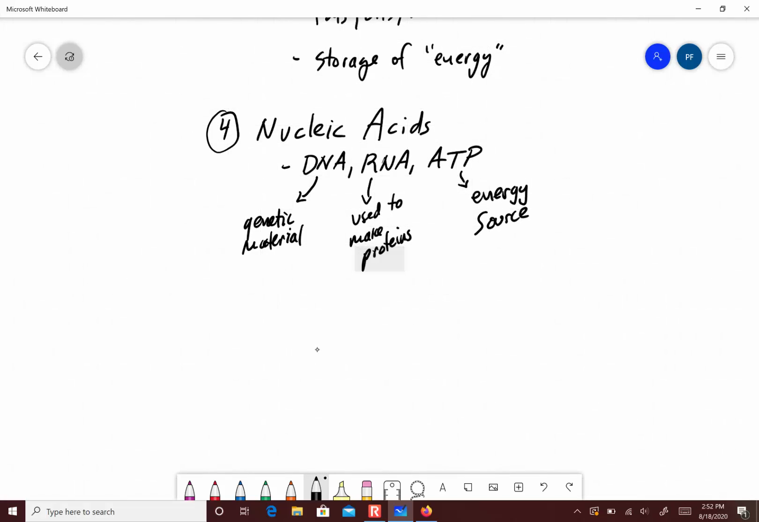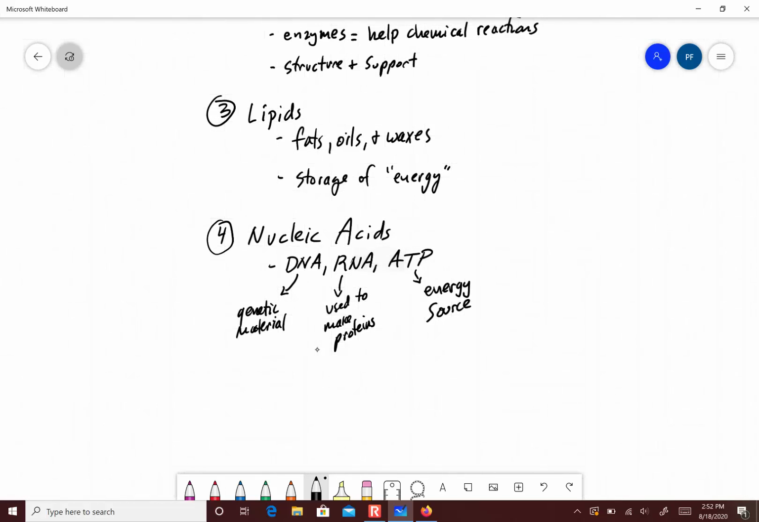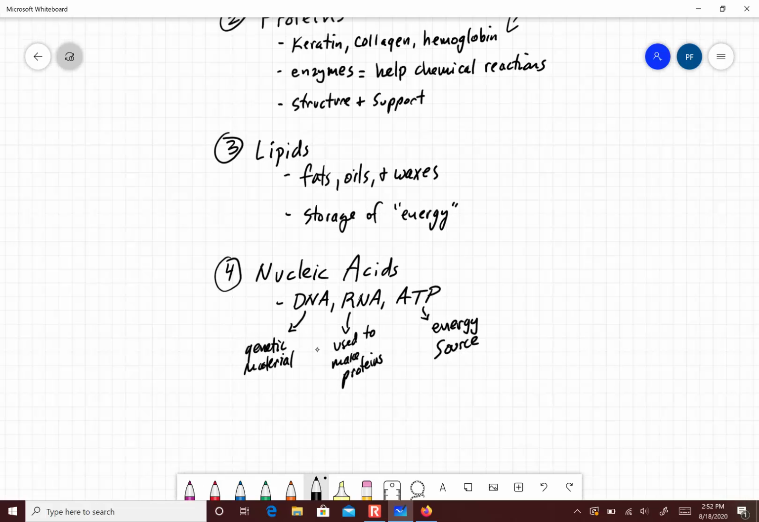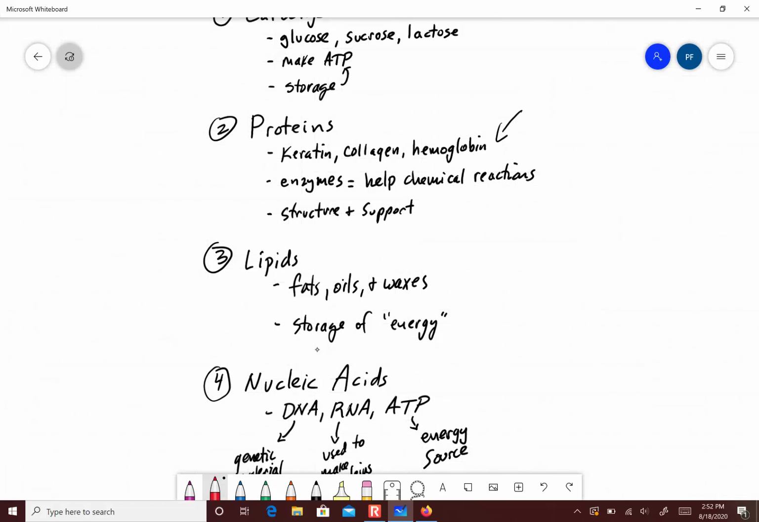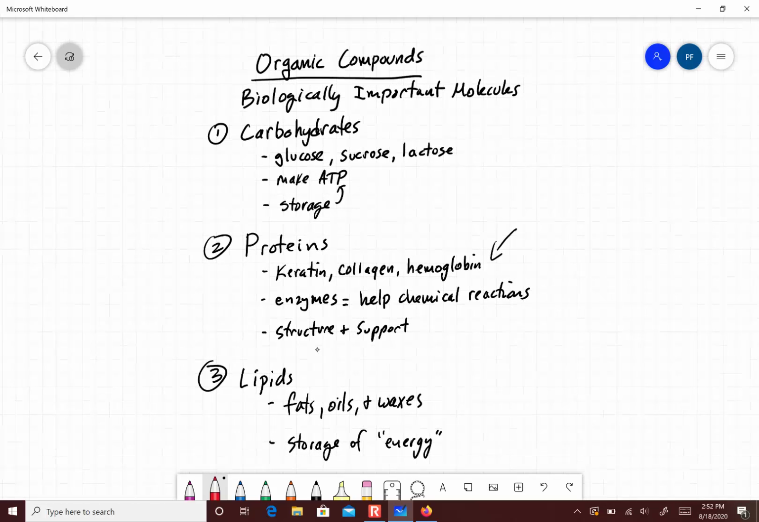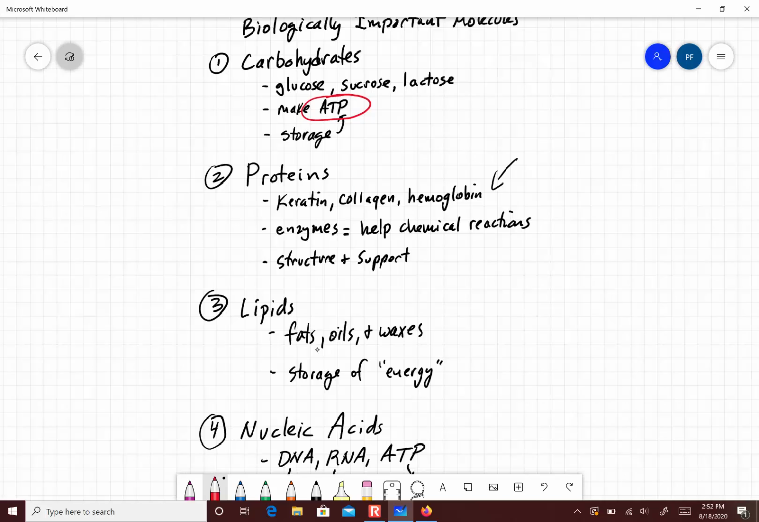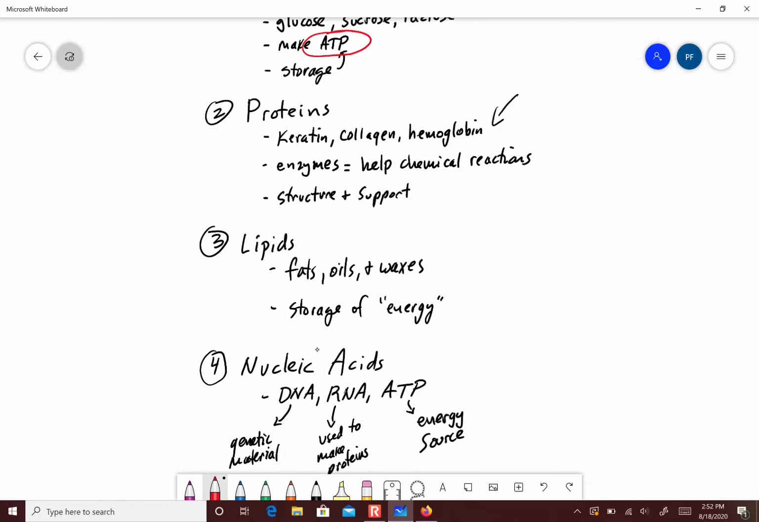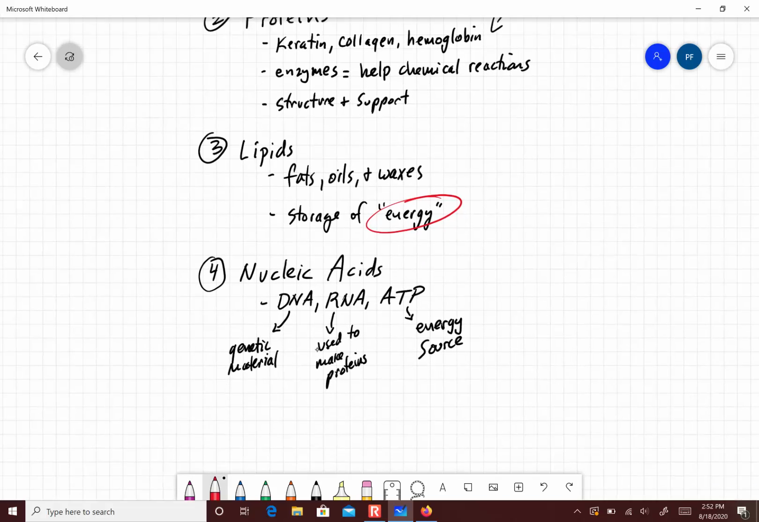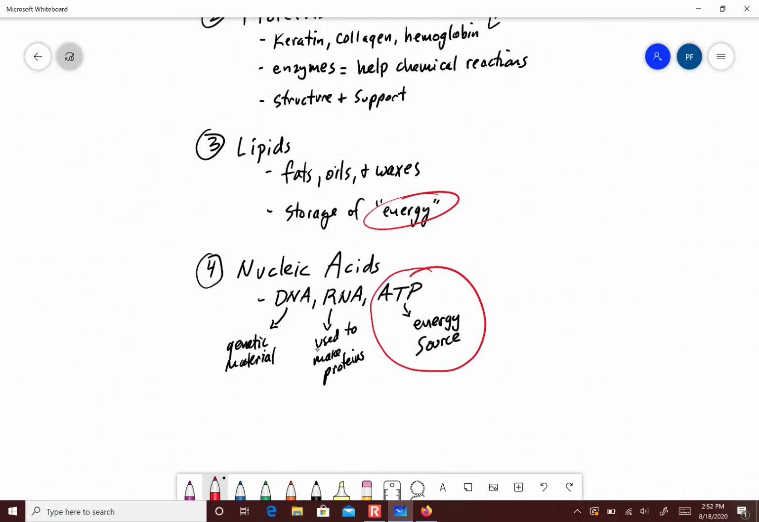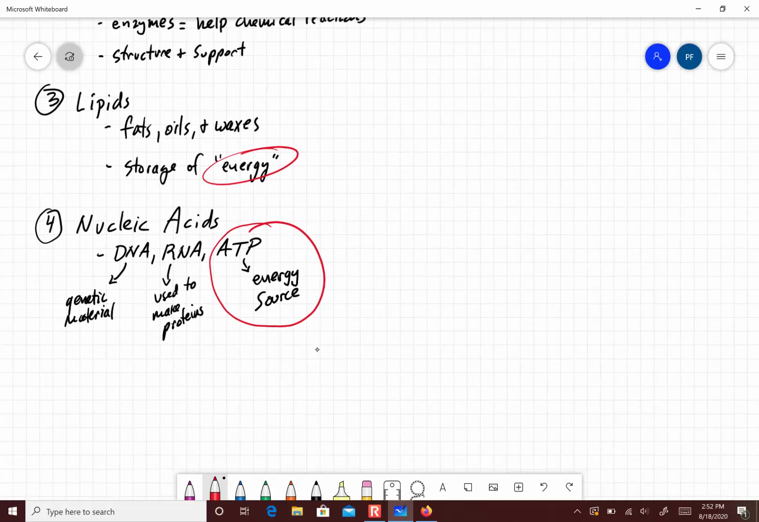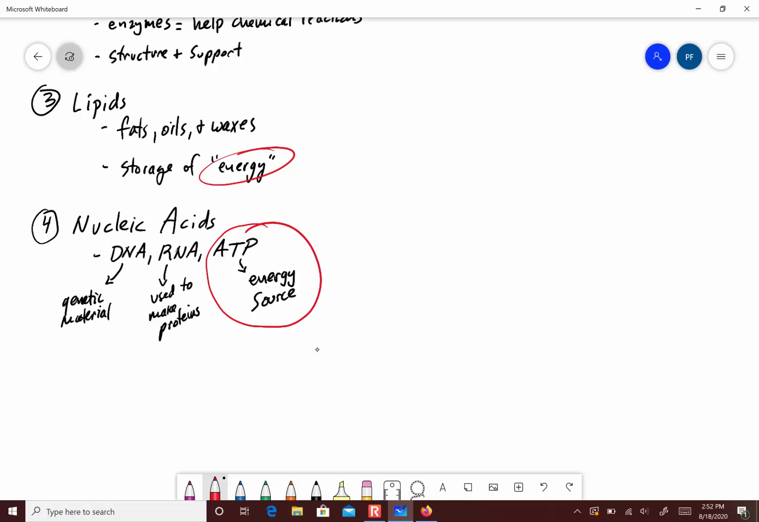Right, and I told you that for the lipids we were going to say something a little different than storage of energy. So there's a few things that kind of connect here. Right, for our carbs we said makes ATP. Down here for our lipids we said storage of energy. And then here with ATP we're saying that's an actual energy source. So anytime the cell needs to get energy, it's using ATP for that. This is what cells use.